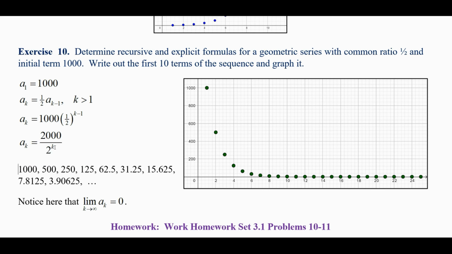And then put in k is 2. 2,000 divided by 4 is 500. Put in 3, we get 8. 2,000 divided by 8 is 250, and so forth. So we're just dividing each one by 2, or multiplying by half each time. So that is a geometric pattern, and hopefully I've got those details worked out there.